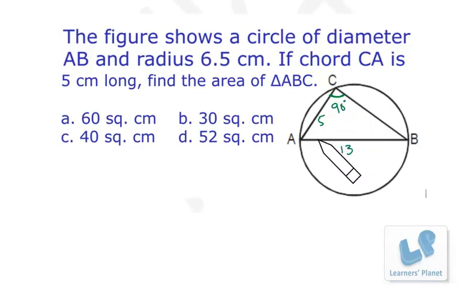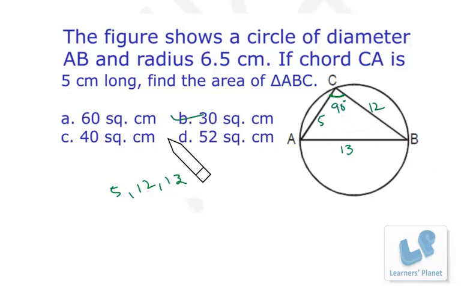Now if this is 13, this is 5, and this angle is 90 degrees, that means this should be 12. 5, 12 and 13, Pythagorean triplets. So now we have to find the area of triangle ACB. That's half base into height. So that is half of 12 into 5. That is half of 60.